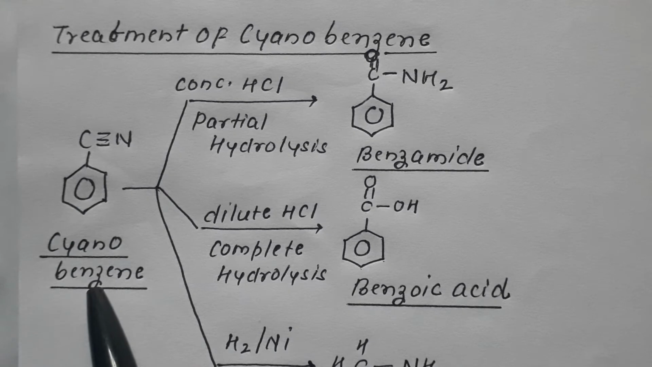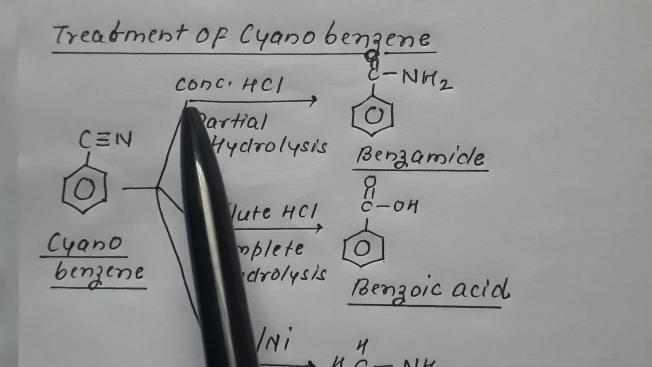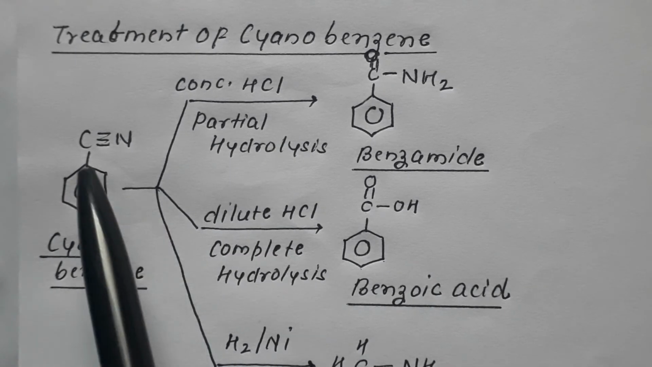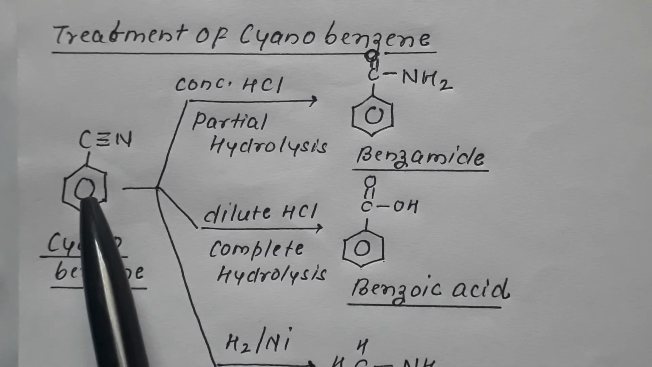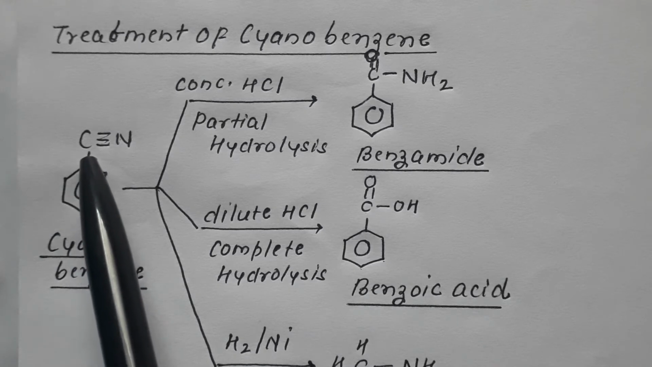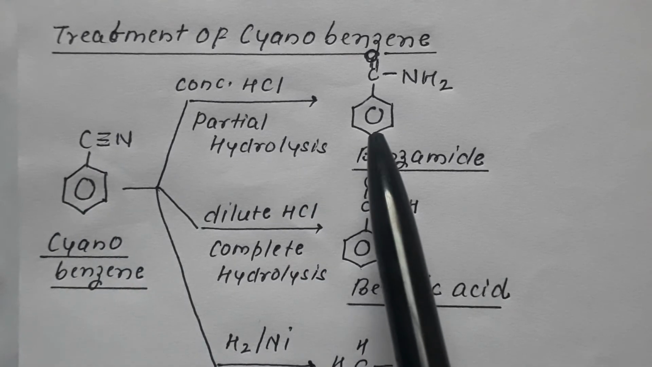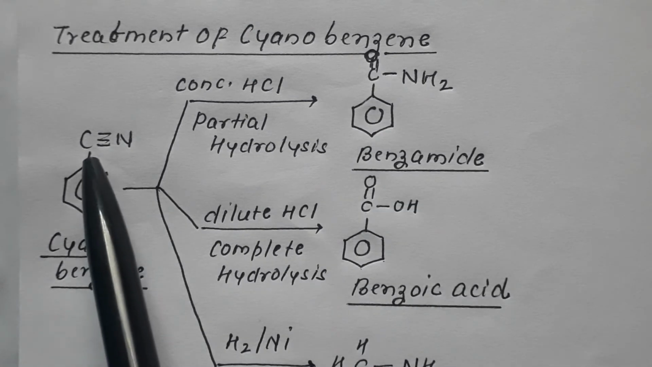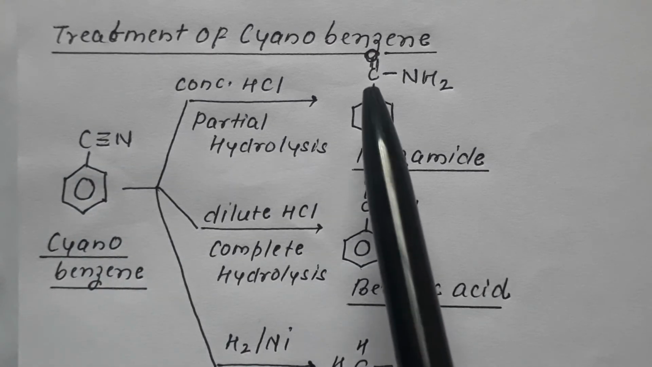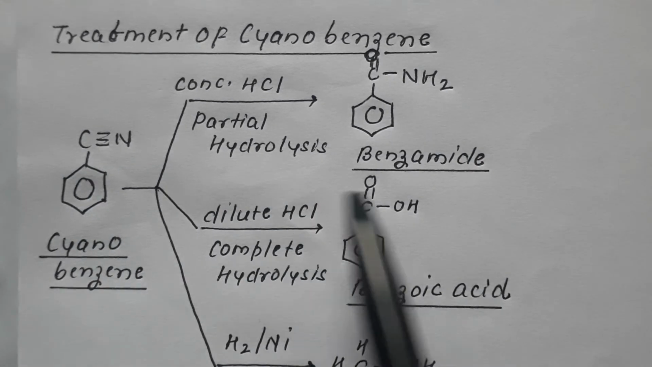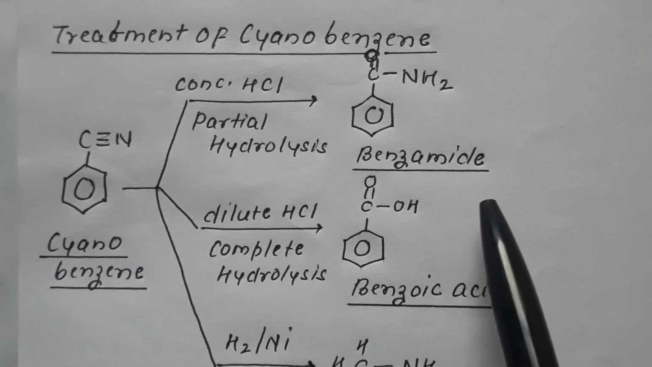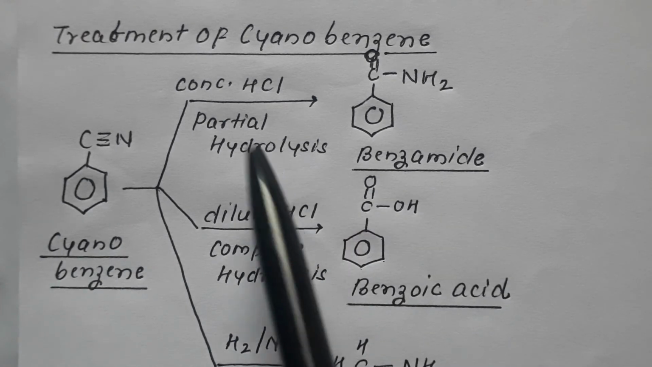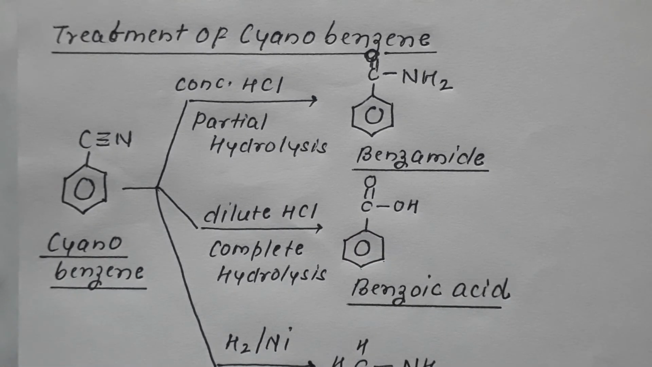So if cyanobenzene is treated with concentrated HCl, it undergoes partial hydrolysis. 1 molecule of cyanobenzene will react with 1 molecule of water. O comes over here, 2H comes over here. So it results in formation of benzene ring with C double bond O NH2. A molecule of water has been added. The cyanobenzene has converted into benzamide through partial hydrolysis using concentrated HCl.